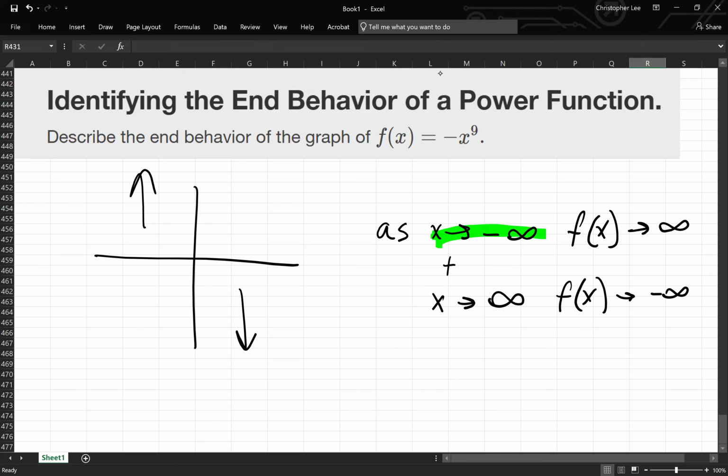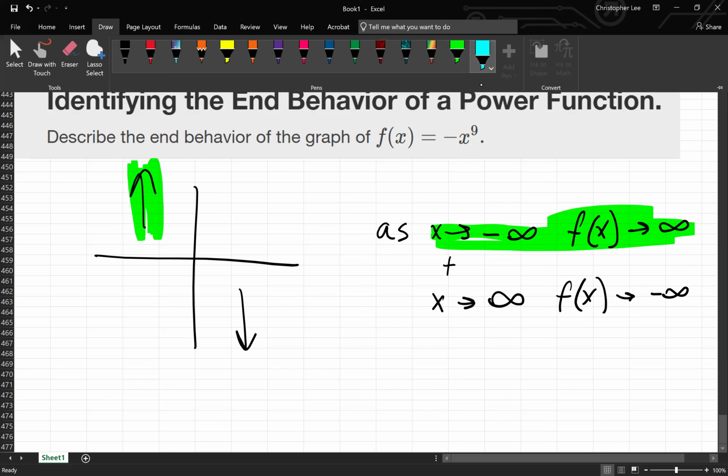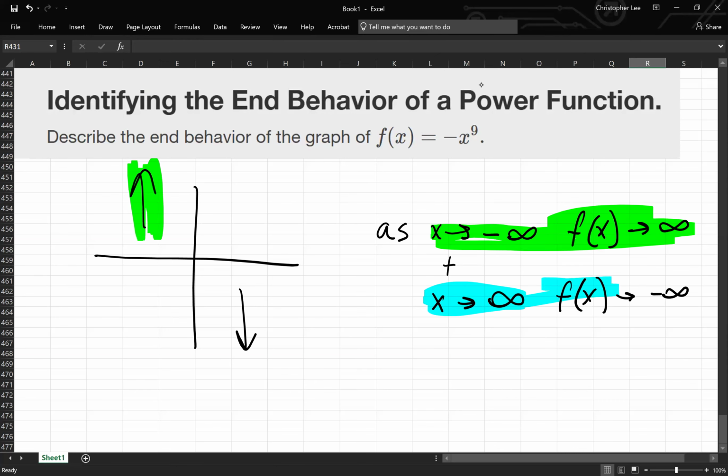So this one, as x goes to negative infinity, f of x is going to infinity. That's this part here. And then this one, as x goes to infinity, f of x goes to negative infinity. That's this part here. All right. Questions on it? Make sense? All right.